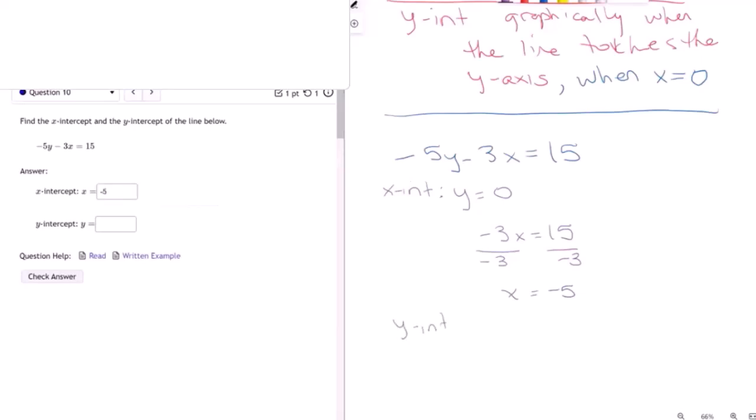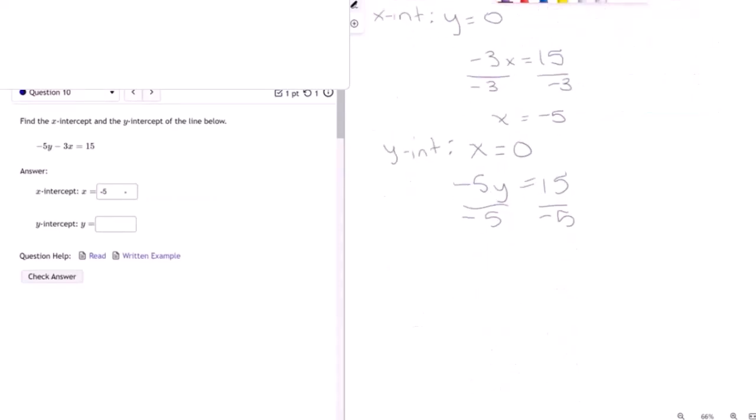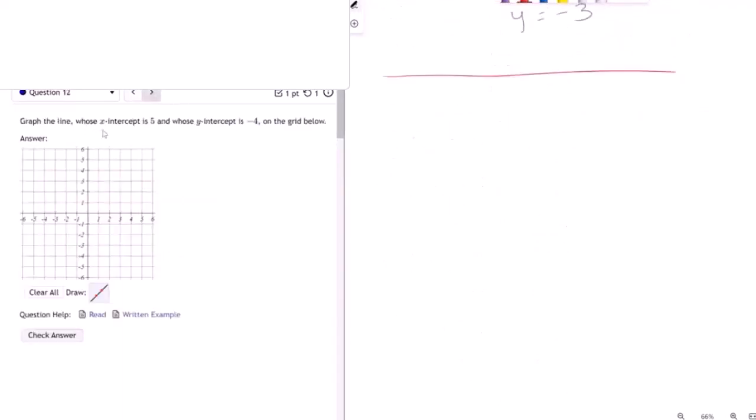Now I know my x-intercept is -5. And the y-intercept, what did I say about the y-intercept? You replace the x with 0. Yes, I get -5y minus 0, because x is 0, equals 15. I divide both sides by -5. These cancel, and I get y equals -3. Graph the line whose x-intercept is 5, and the y-intercept is -4. So we're going down. Yes.